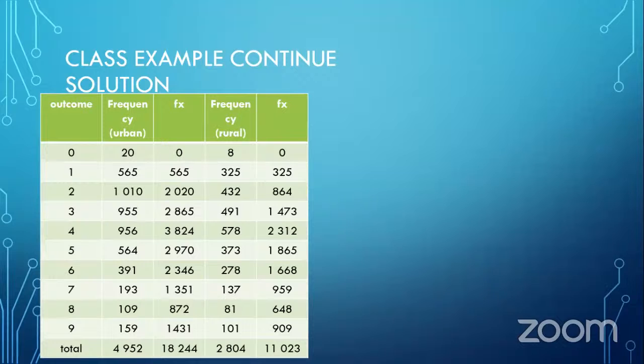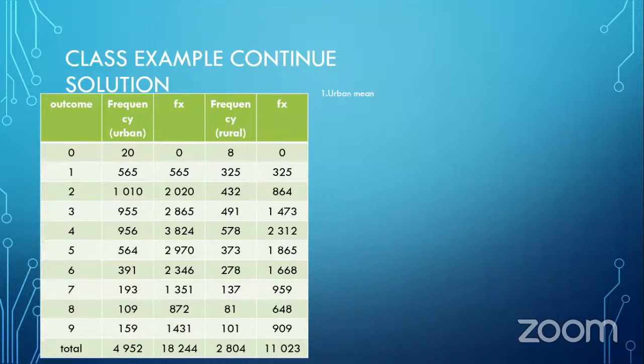Same applies to rural. We got the number of people that are living there. The total, we have a population of 18,244. These are the total people that are actually living in those households. That's how we do it.